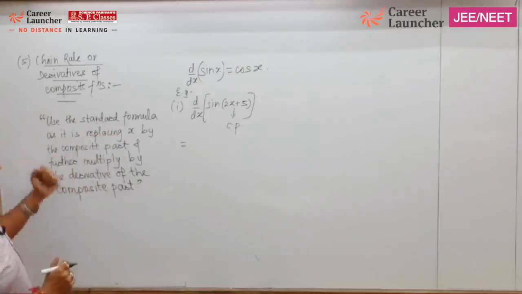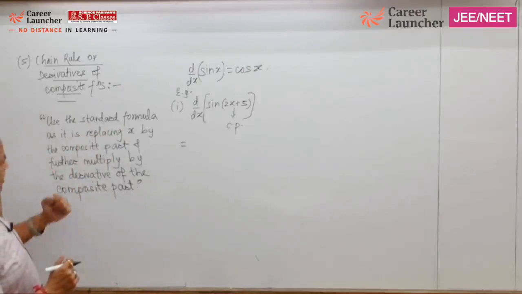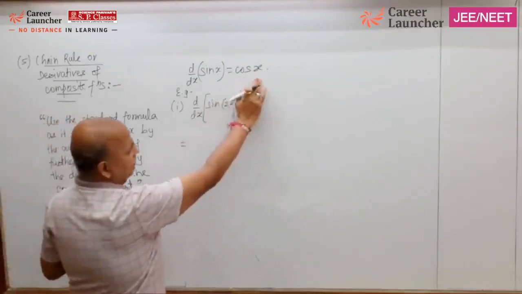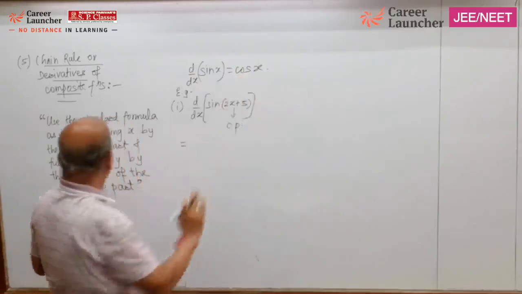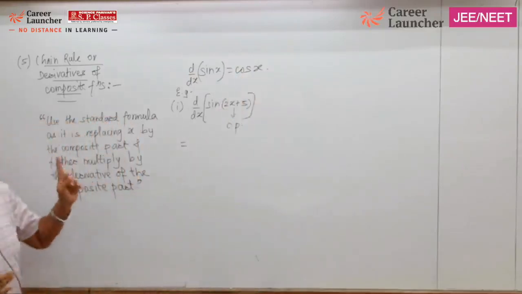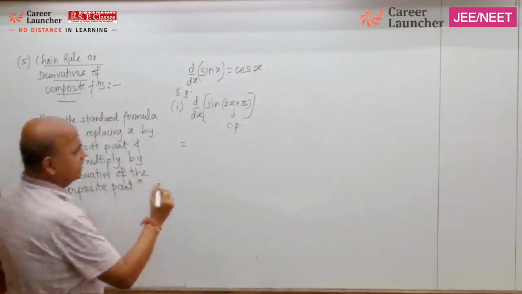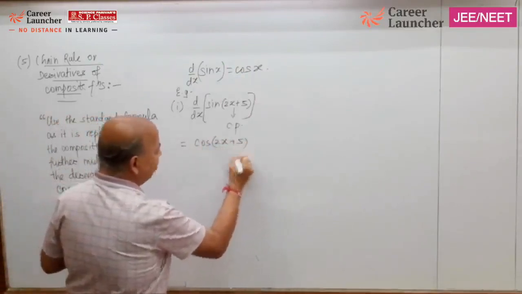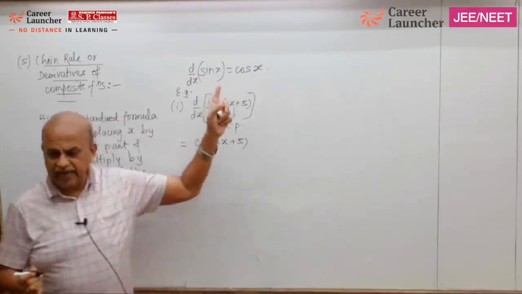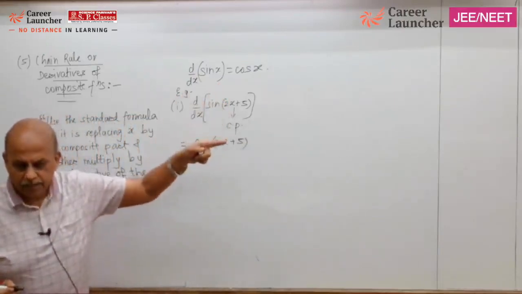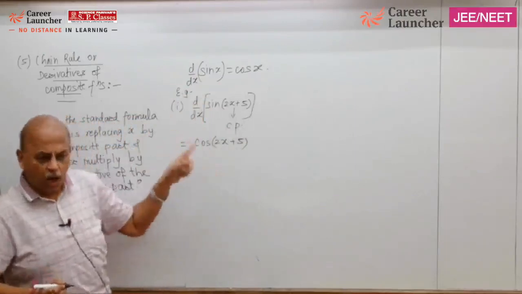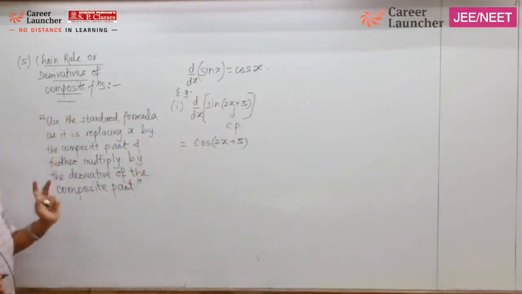The chain rule goes like this. The chain rule is, use the standard formula as it is. What is the standard formula for this? This is cos x. Replacing x by the composite part. So don't you feel the answer will be cos of 2x plus 5? Yes or no? Actually the standard formula is cos x. But I said in the standard formula x is replaced by the composite part. But that is not all.